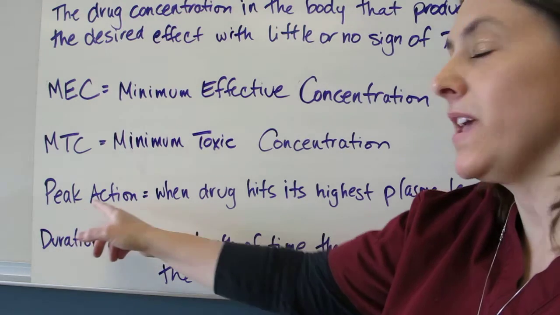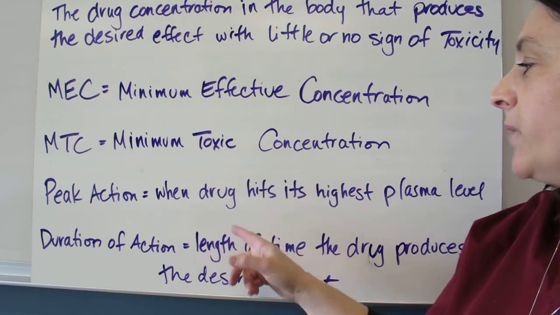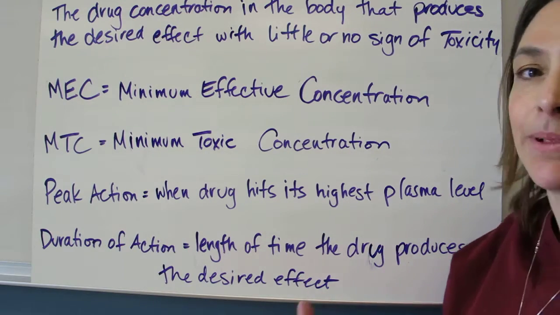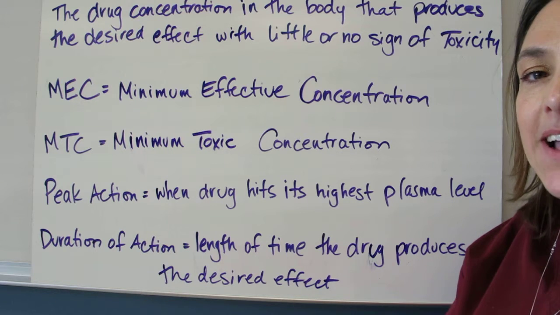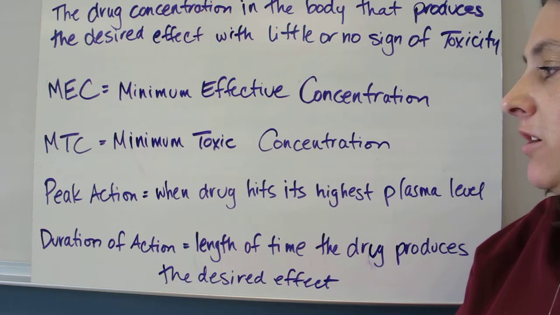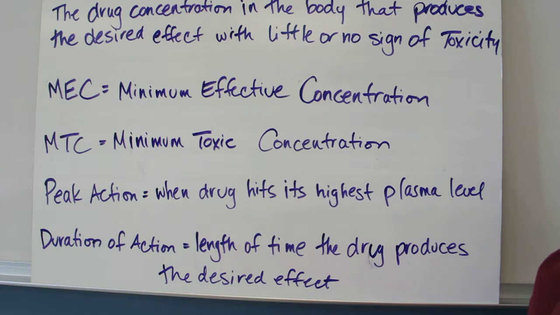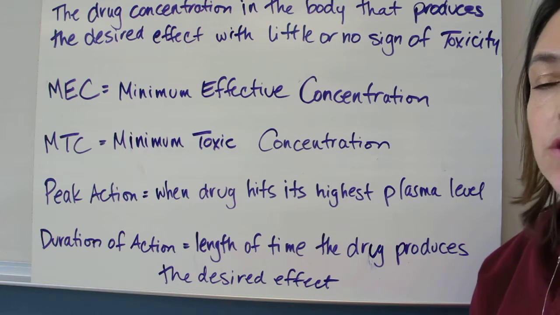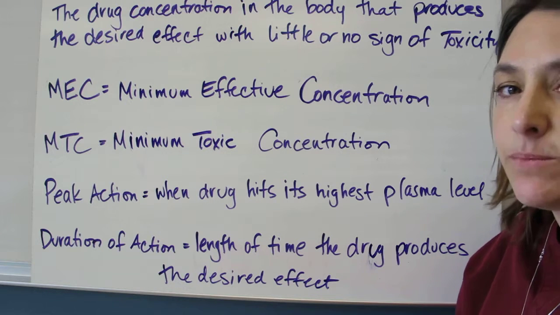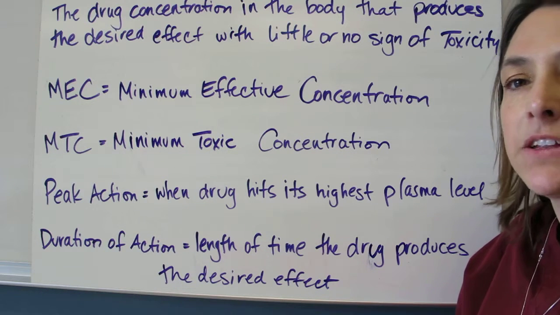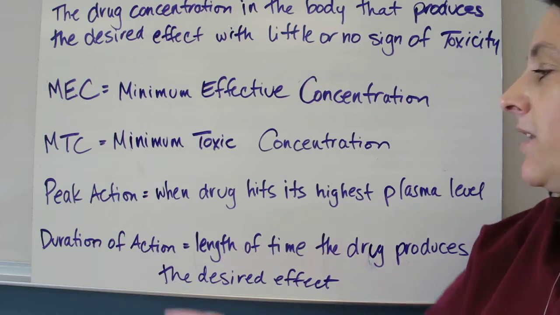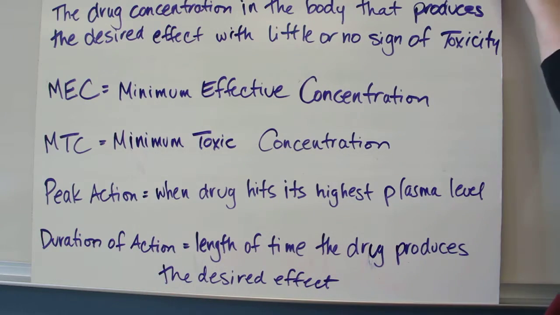We also have peak action, and what peak action is, is when the drug hits its highest plasma level. So when the plasma is bound to the drug, okay? And then duration of action, this is the length of time the drug produces the desired effect. So is it going to give us 15 minutes of pain management? Is it going to give us 2 hours? That's what we call the duration of effect.